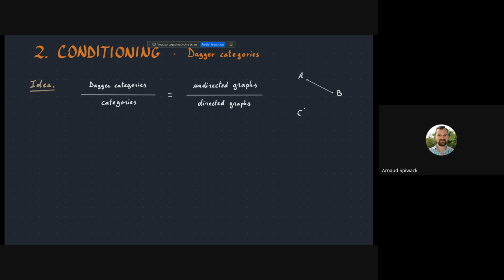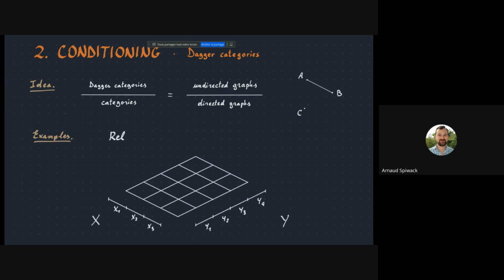So in a dagger category, it's kind of the same idea. If you have a morphism from X to Y, then you also have one from Y to X. But that doesn't mean that they are isomorphic or that this morphism is an isomorphism. It just has this correspondence. And you still have identities and compositions, but these things do not have a preferred direction. So maybe the easiest example is relations.